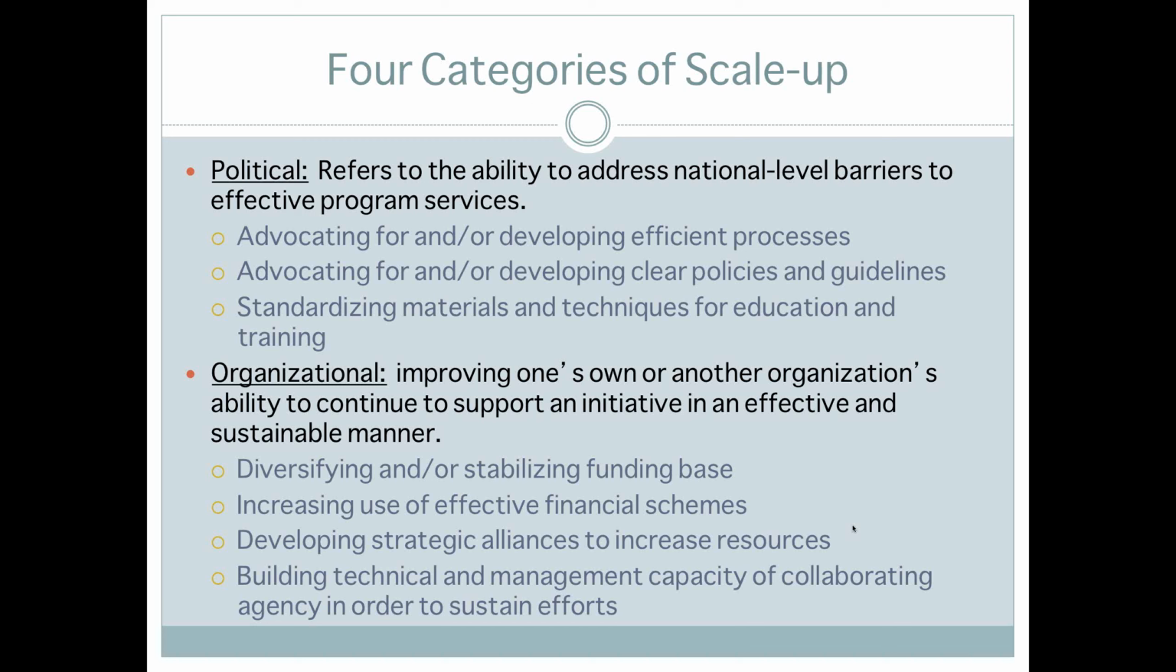So for example, if your program can ally with a community garden, that would be a strategic alliance where you then have more resources for your clients about healthy foods and physical activity. Building technical and management capacity in order to sustain the efforts. So having people on staff who can do economic evaluations and be able to do cost-benefit analysis, people who have the ability to do policy development, to have policies that support what's going on in the program. All of those are organizational strategies that can help with scale-up.